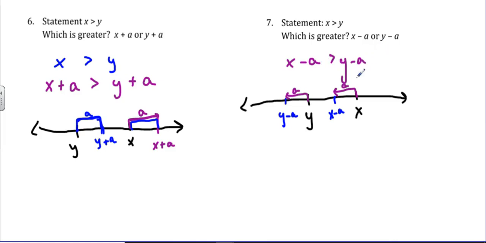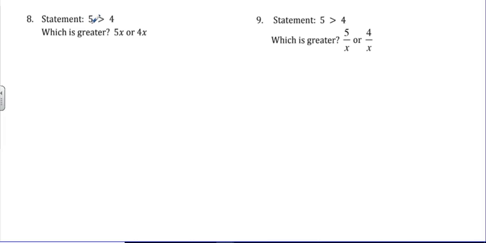Whenever you're subtracting the same value on either side of the inequality symbol, then the inequality symbol doesn't change. All right, for number 8, the statement is 5 is greater than 4. So which is greater, 5 times x or 4 times x? We don't really know what x is, so it's hard to answer that question.